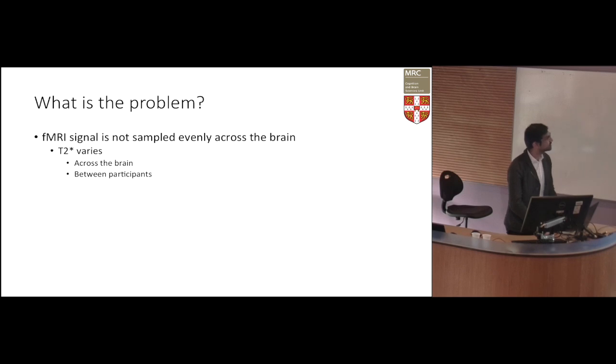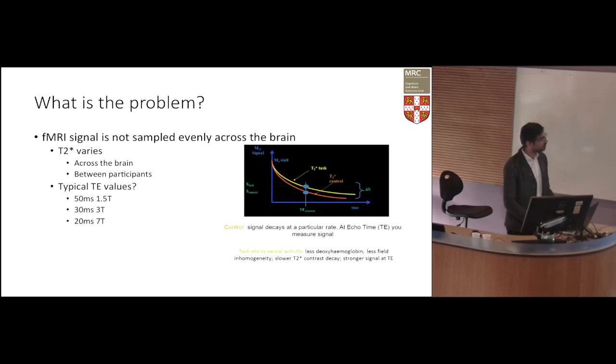So as I said, T2 star varies across the brain. There's evidence to suggest it varies across people. But routinely, what's been done in most fMRI settings is there's usually a typical TE value that's used. So this is the time at which the image is acquired after the presentation of an RF pulse. And so here are some typical values on the left here at different Teslas.